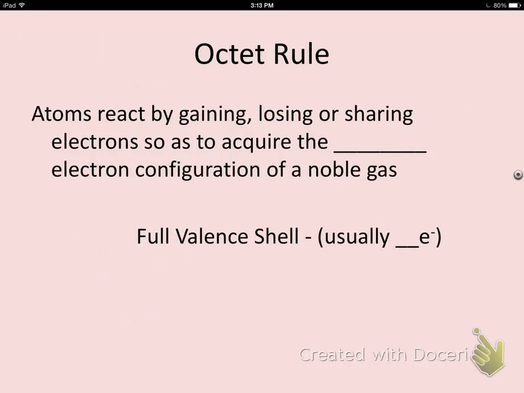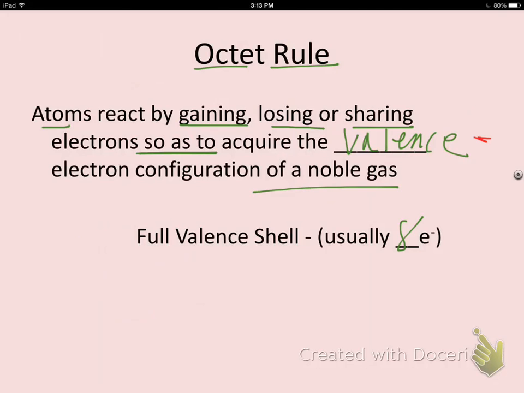All right, so the octet rule says that atoms react by gaining, losing, or sharing electrons so as to acquire the valence electron configuration of a noble gas. So that's why atoms bond, right? They lose electrons, they gain electrons, or they share in a covalent bond, because the goal is to get a full valence shell, which in most elements means 8 electrons, but for helium it would mean 2 electrons.